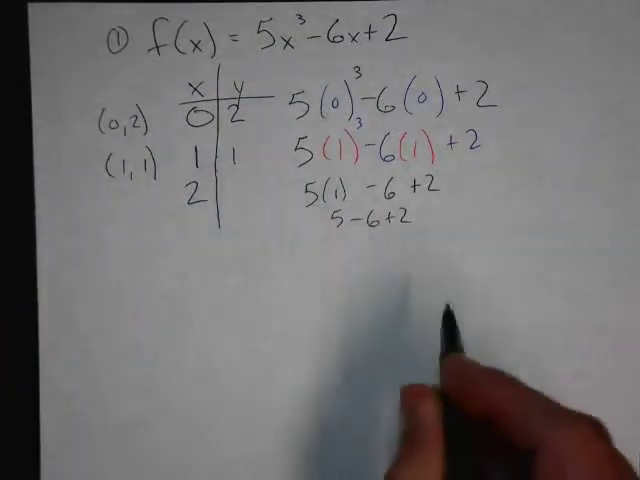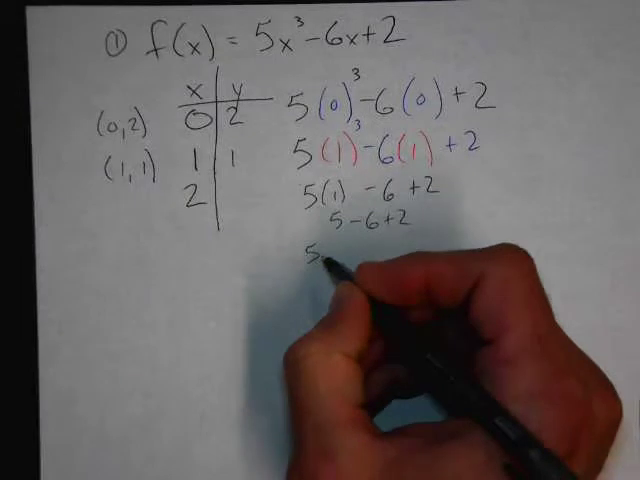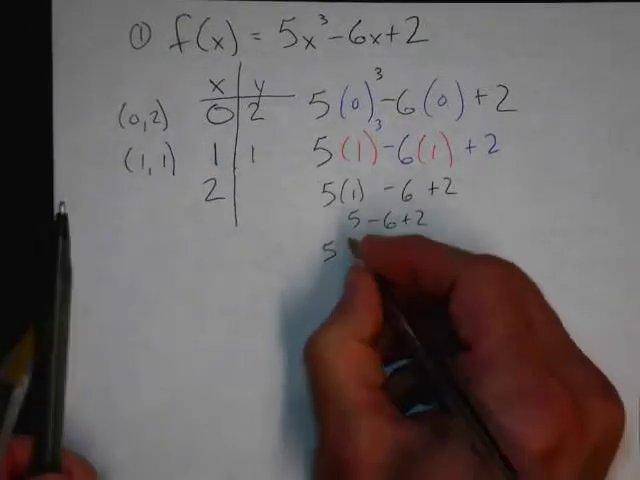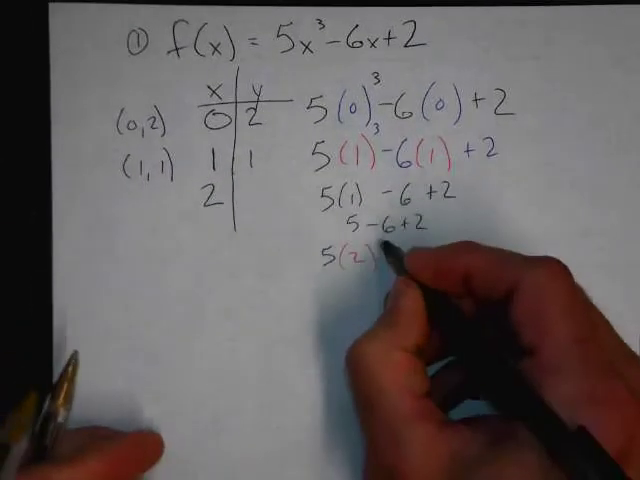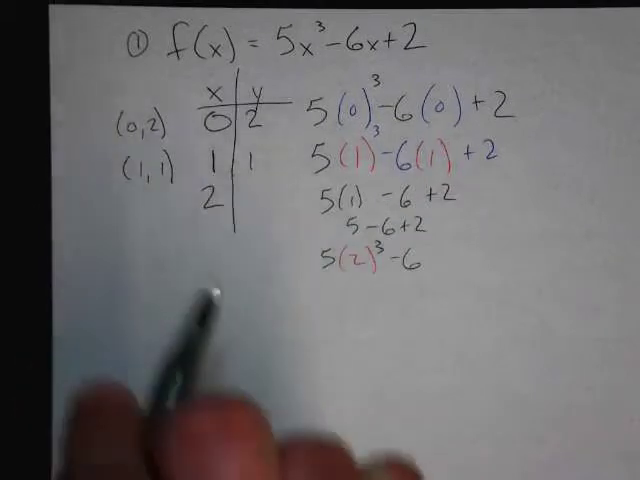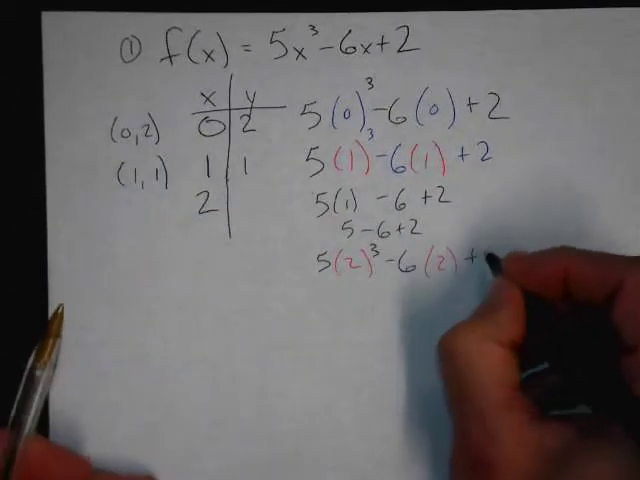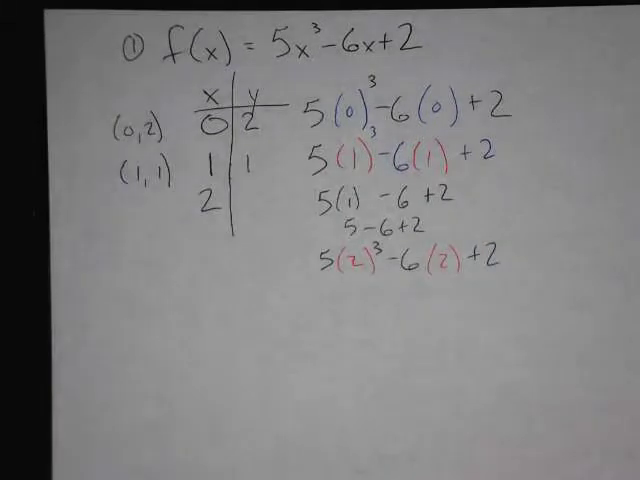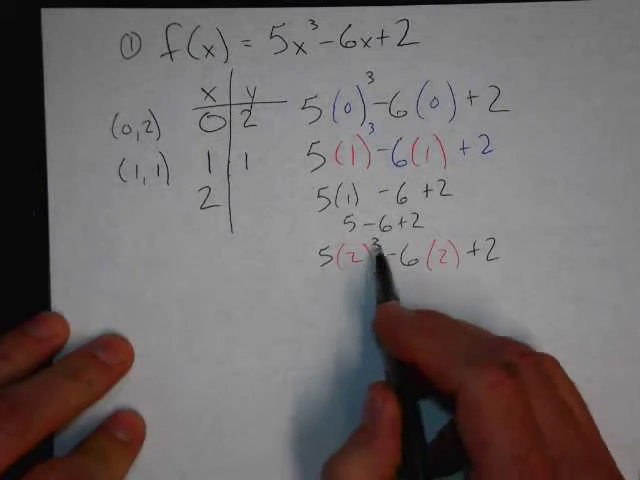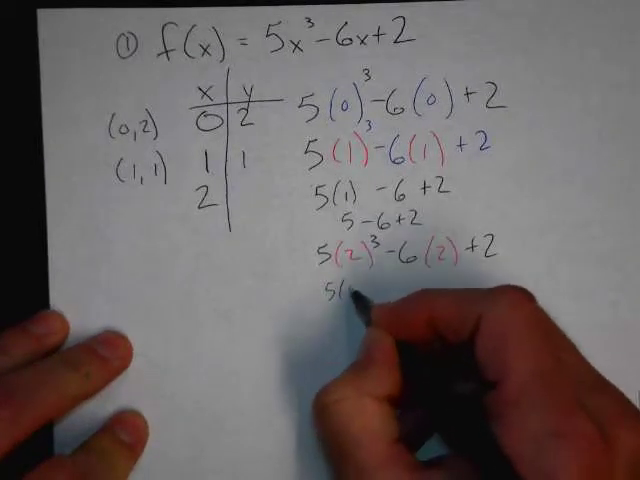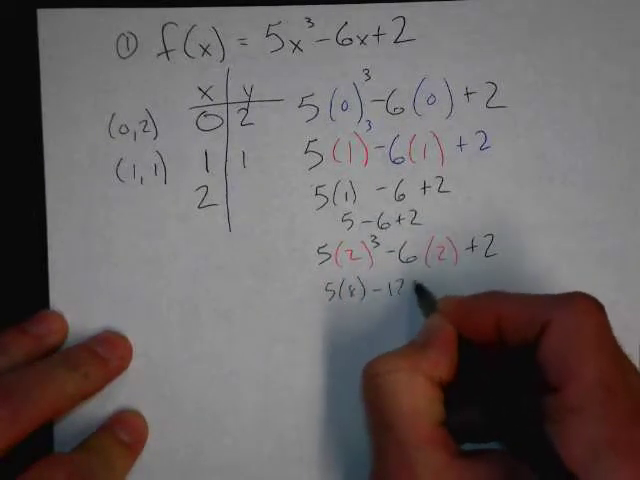Okay, so we plug in our values. 5 times 2 to the third power, then minus 6 times 2, and then plus 2. We're going to evaluate that. We're going to see what ordered pair we have if x was 2. So we have 5 times 2 to the third power is 8, right? So 5 times 8, then minus 12, and then plus 2.